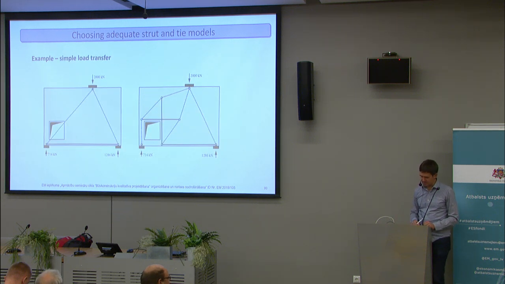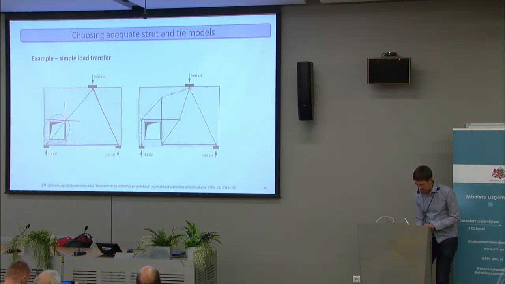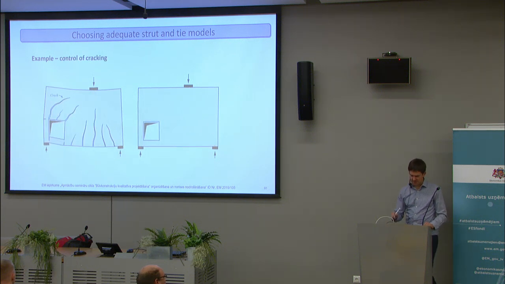Now the same example with simple load transfer, we could solve it totally differently. We see that here there is no problem at all. Here there is a problem with the opening. So the simplest way to get around this opening would be to put bars in here and in here. And we would just draw tie struts like that. And this would be the simplest way to redistribute the loads, or to get the loads to the support.